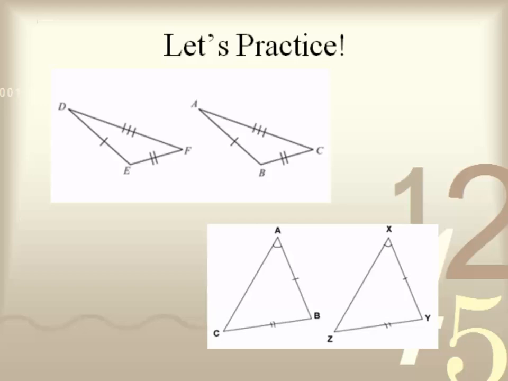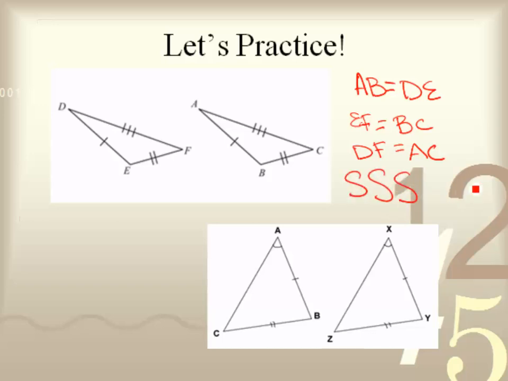Let's look at some examples. In the example at the top, let's see if we can figure out if those triangles are congruent. A lot of the times it helps to write down what you have marked equal. We have marked that AB is equal to DE. I know that because each of them has one little slash through it. EF is equal to BC, and DF is equal to AC. I can't assume anything else is equal, even though the sides, or the angles, look similar. But since I have 3 pairs of sides that are equal, these triangles are congruent by side, side, side.